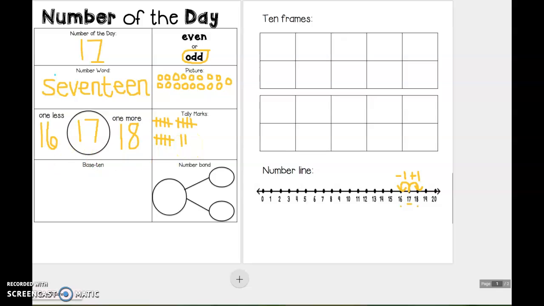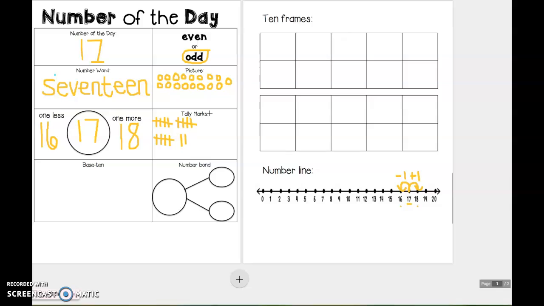All right, so next I want us to look at our 10 frames before we do our base 10 blocks. I want us to think about the number 17. What is that going to look like in my double 10 frames?